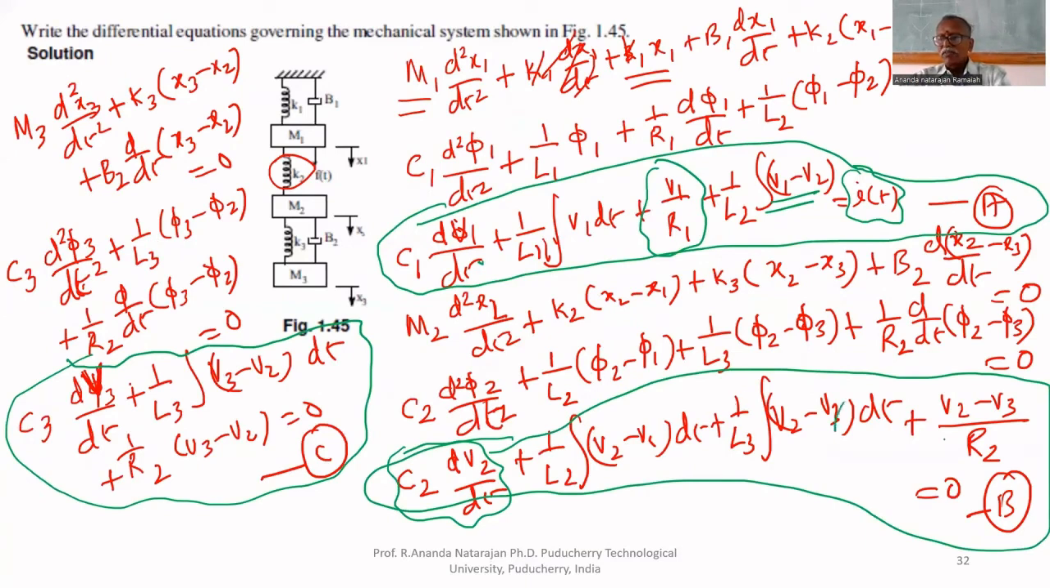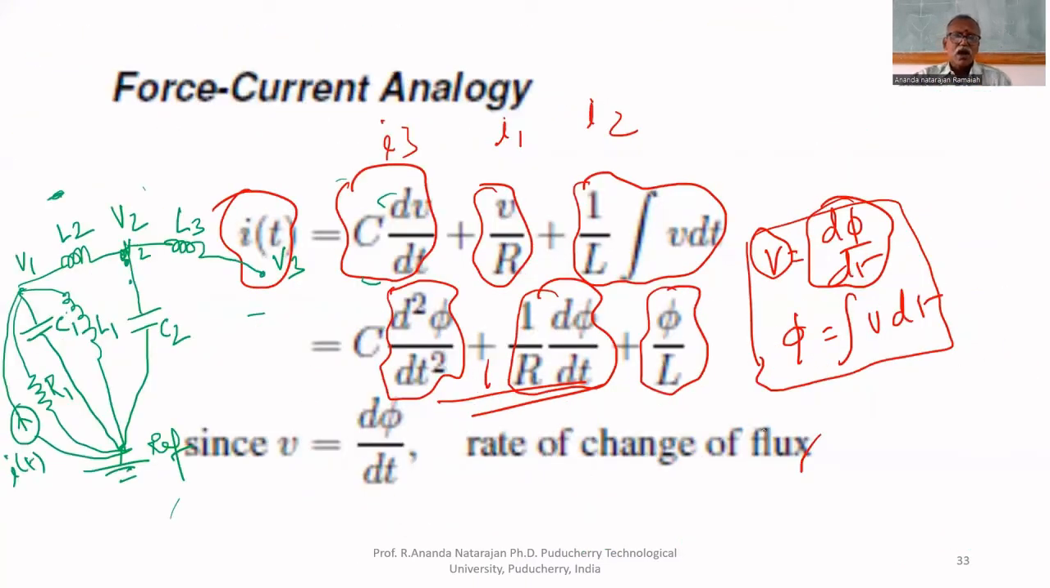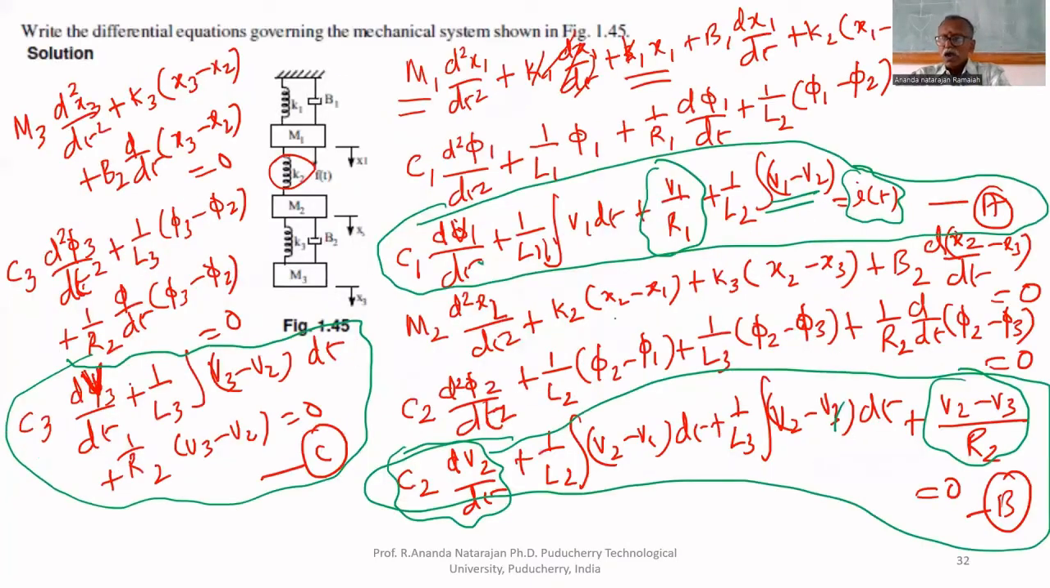And R2 is between V2 and V3. R2 is also between V2 and V3. Yes, R2. R2 is between V2 and V3. There are no sources in node 2 and node 3. That's all for the second node.